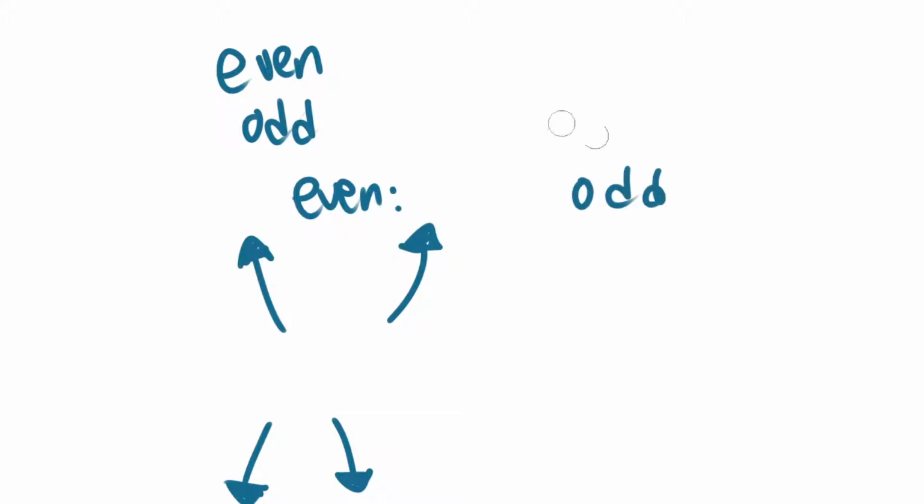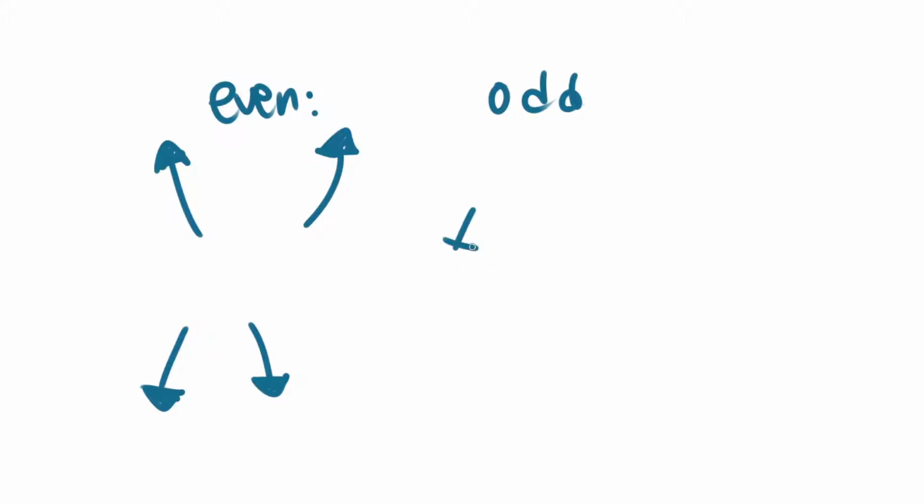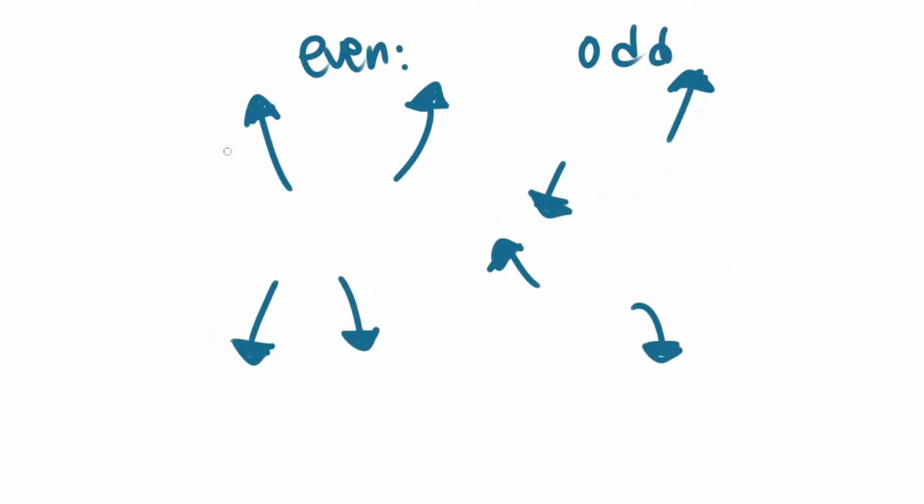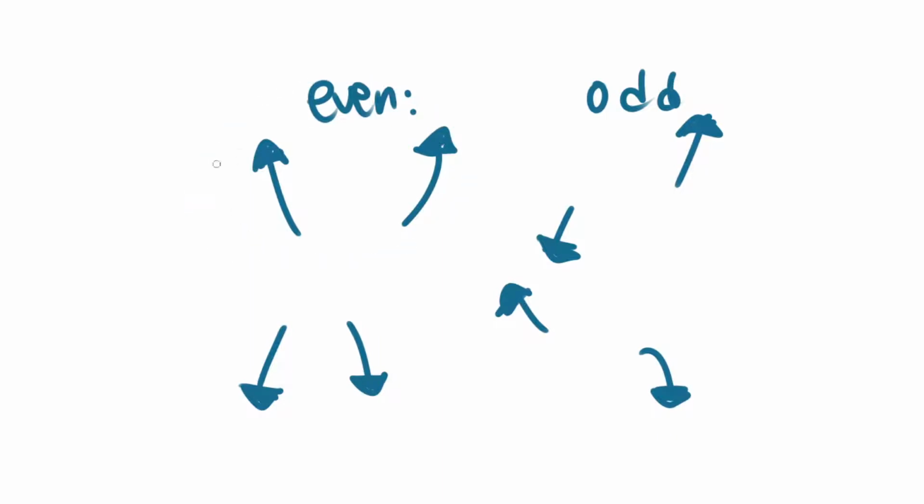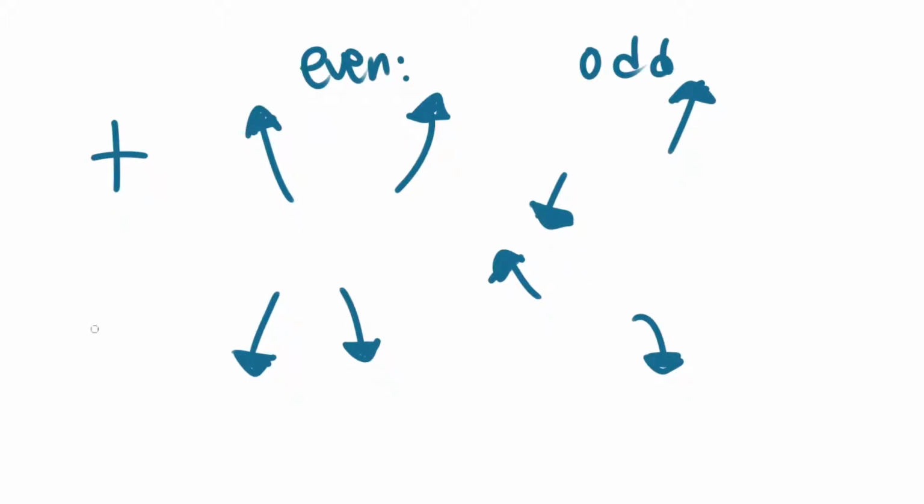Odd functions, let me just erase this. Odd functions will have basically the opposite. Down to up or up to down. Now, one thing to note is even functions, when they are positive, will go up and up. Odd functions, when they are positive, will go down to up. And then even functions, when they're negative, will go down to down. And odd functions will go up to down.